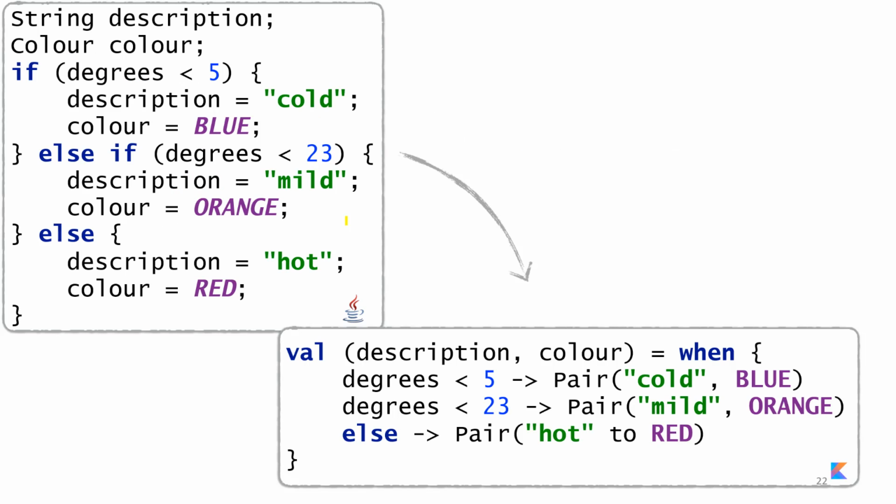This is another example. It is the same example, that this is Java specific code, and when you convert it, this is now Kotlin specific code.